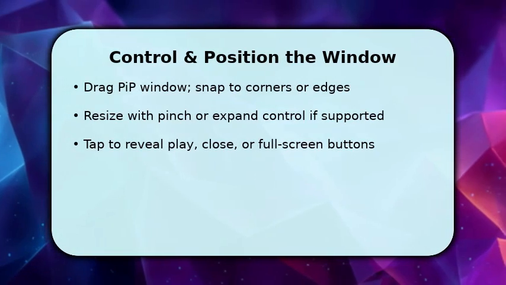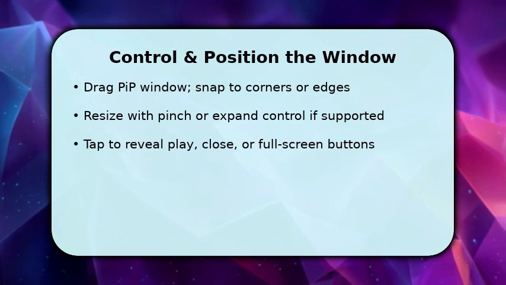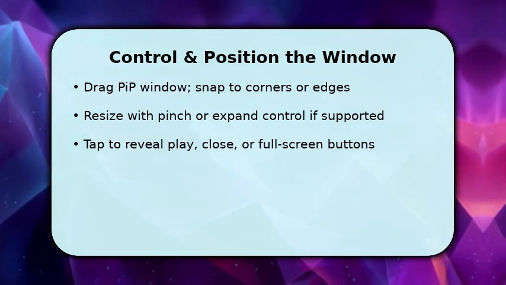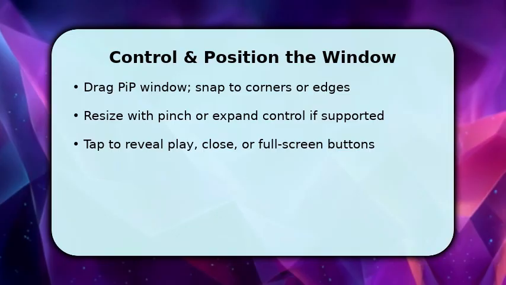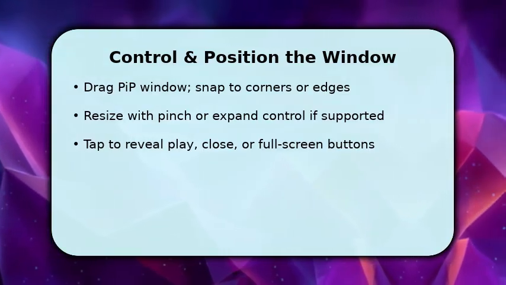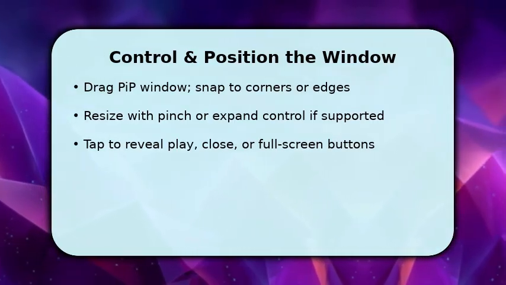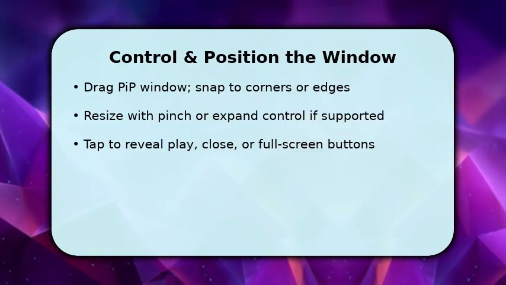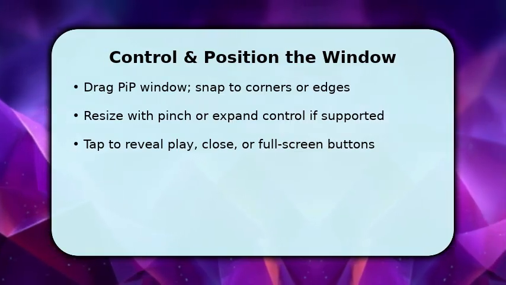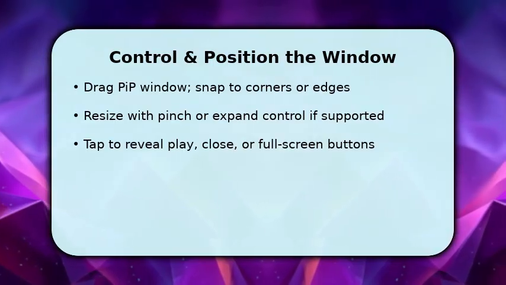Once the P window is active, drag it to any corner or along an edge to keep it out of your way. Many systems snap it for you. If supported, pinch to resize or use the on-screen expand control so the window fits alongside other apps. Tap the floating player to reveal playback controls like play, pause, and a return to app or full screen button. While you work, audio continues. Adjust system volume or app controls to balance sound with other tasks.